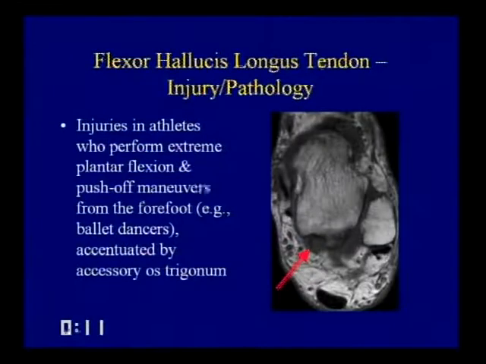Injuries tend to occur in athletes who perform extreme plantar flexion and push-off maneuvers, particularly ballet dancers, and that can be accentuated by an accessory os trigonum. The os trigonum, this is not an example of one, but this is a patient who has a flexor hallucis longus tear, and you see the adjacent lateral talar tubercle has a lot of edema within it. This is what forms the os trigonum if it never fuses with the underlying talus, this little tubercle right here.